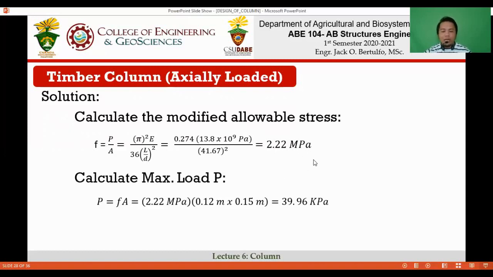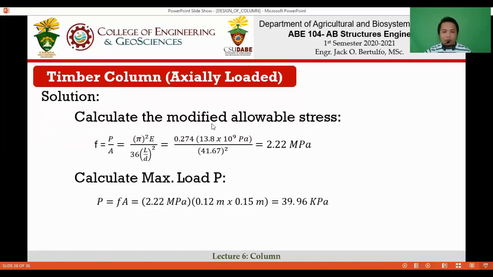So this is based on the actual load given by the problem. We still need to calculate the actual load, using the basic formula for stress, where P is equal to FA, or F is equal to P over A. Then we have this cross section here, 12 and 15. Then we can calculate that the maximum allowable load, or the actual load present in that structure, is 39.96 kPa.